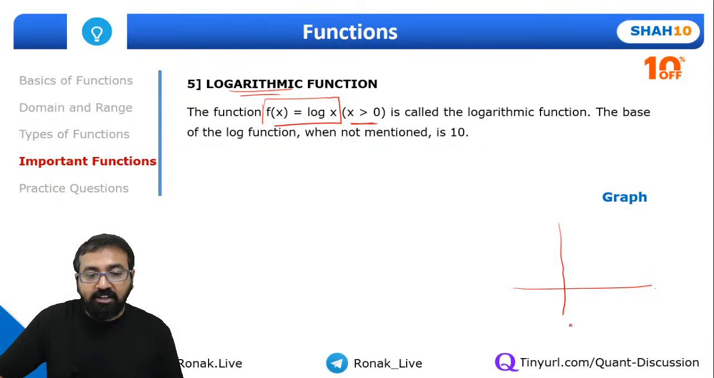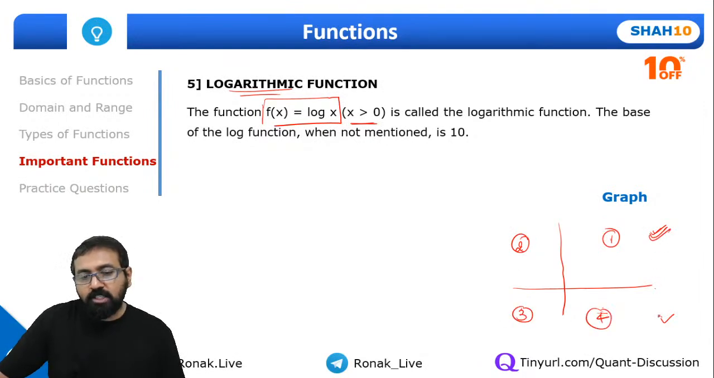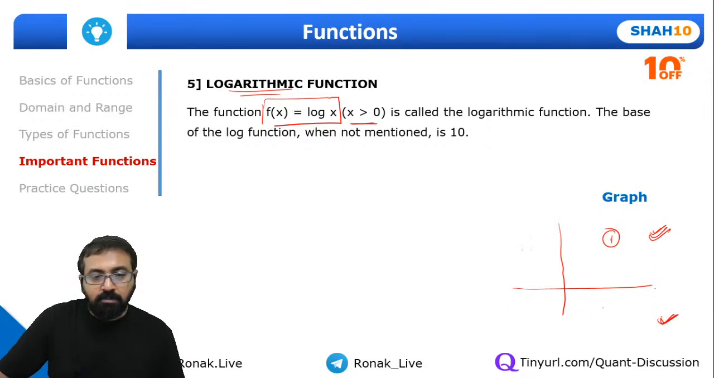Since log of a negative number is not defined, x will never be negative. You can't take the value of x as negative, and x is positive in the first quadrant and the fourth quadrant. We normally write the quadrants as 1, 2, 3, 4. This is the first quadrant, second quadrant, third quadrant, and fourth quadrant. So the x value will always be in the first and fourth quadrant, because log of a negative number is not defined.